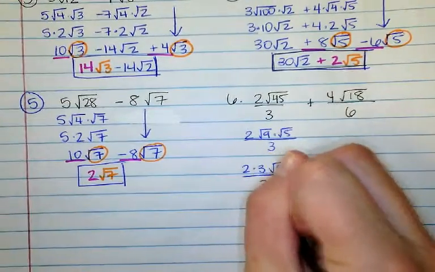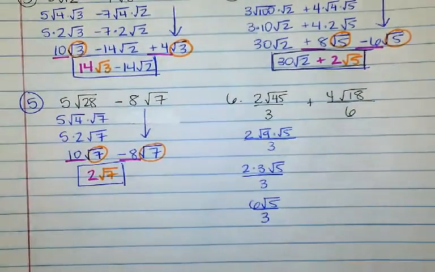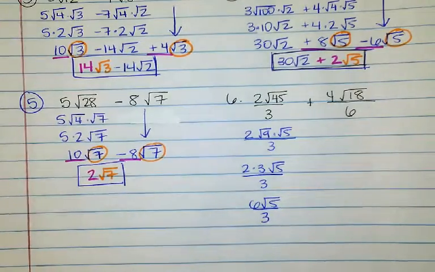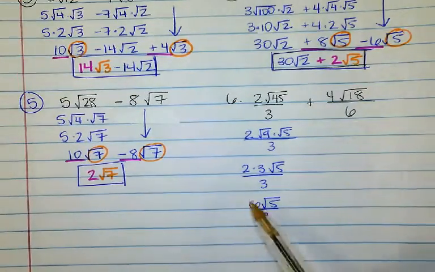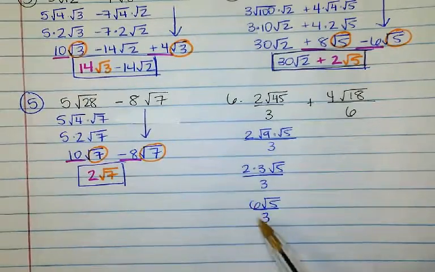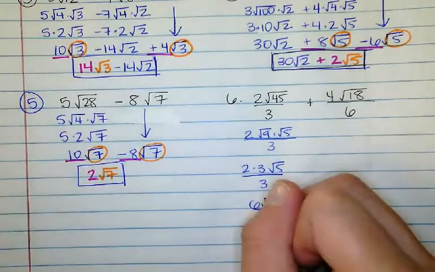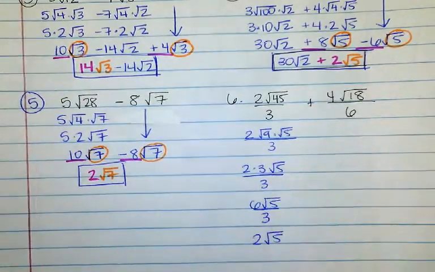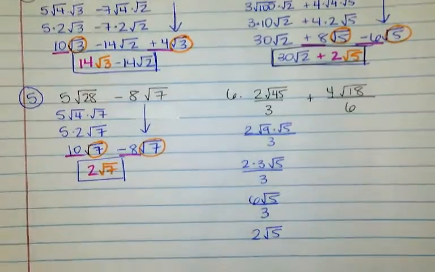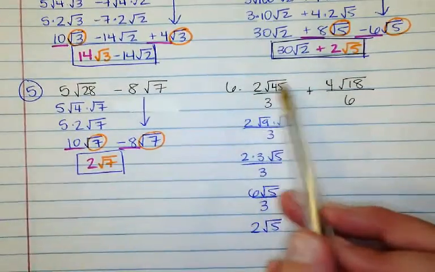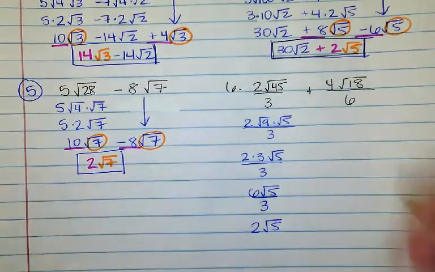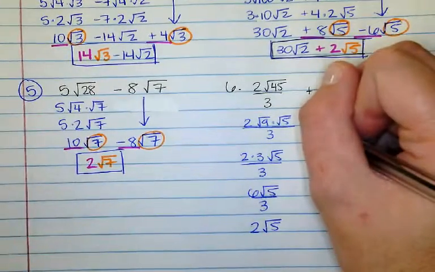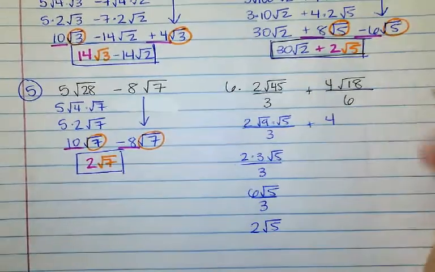Okay? Now can we simplify this at all? 6 divided by 3 is 2. So this is just 2 radical 5. So this guy right here, 2 radical 45 over 3, simplified all the way down to 2 radical 5. Alright? Then we're going to go over here, and we're going to say plus 4. Well, can this one be simplified at all? Yeah. Square root of 9, square root of 2. Are you guys comfortable with that?